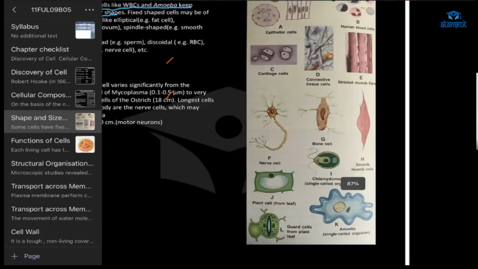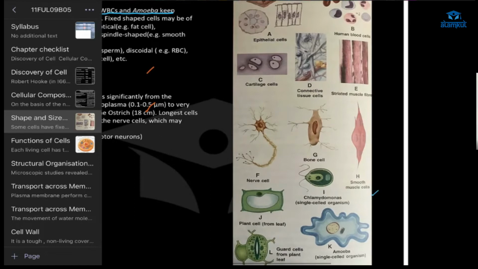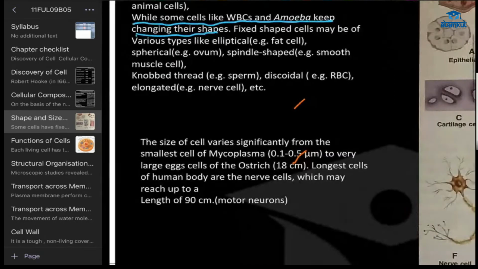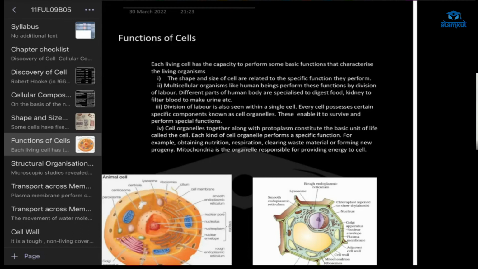Okay, see here, there are types of cells. We have nerve cell, bone cell, smooth muscle cell. Then this is Chlamydomonas, and this is plant cell. This is guard cell. Then cartilage cell, connective tissue cell, human blood cell, epithelial cell. Epithelial cells are skin cells. Then this is striated muscle cell. The smallest cell is mycoplasma, and the largest cell is the egg of the ostrich. The longest is the nerve cell. Understood?